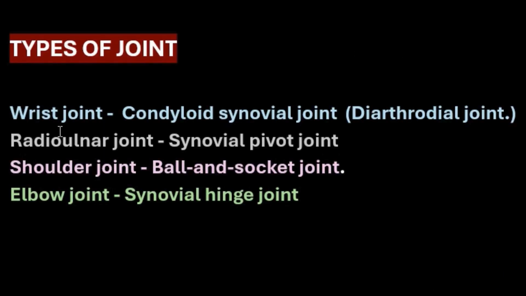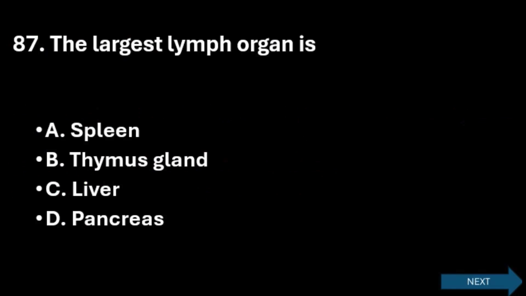Let us see the types of joint according to these options, because the other detailed portions of joints and muscles will be discussed in skeletal-muscular anatomy session. Wrist joint is condyloid synovial joint. Radio-ulnar joint is synovial pivot joint. Shoulder joint is a ball and socket joint. And elbow joint is synovial hinge joint. So the hinge joint here is elbow joint, which is the right answer.